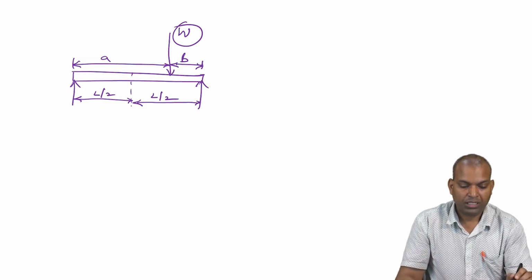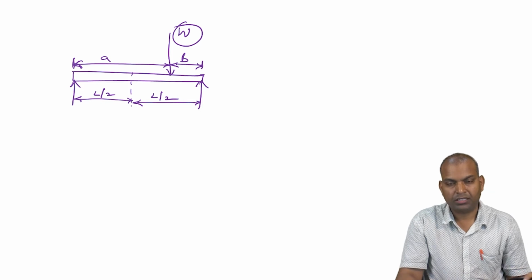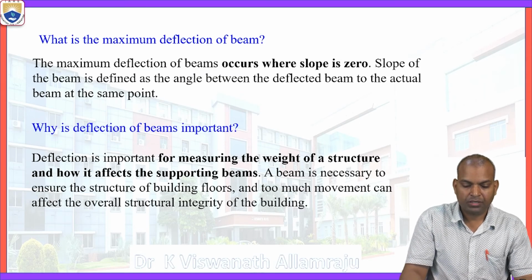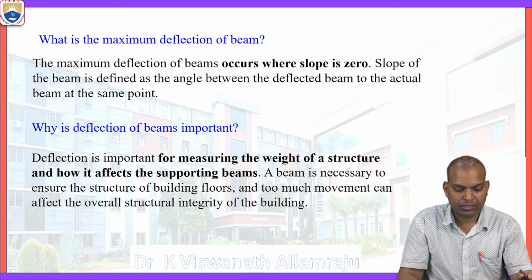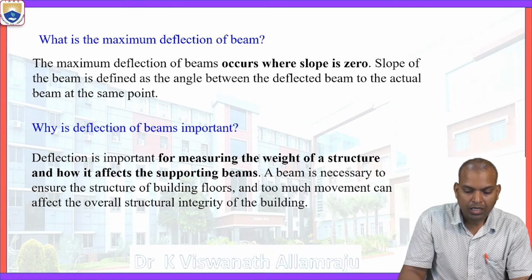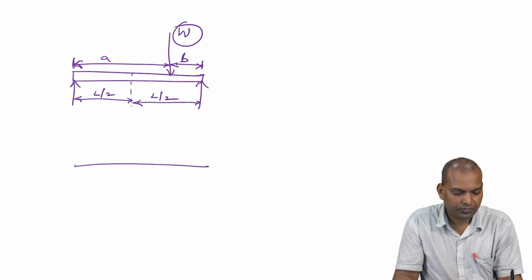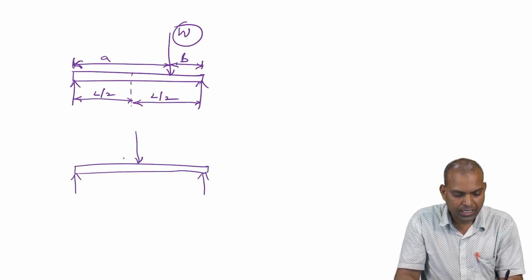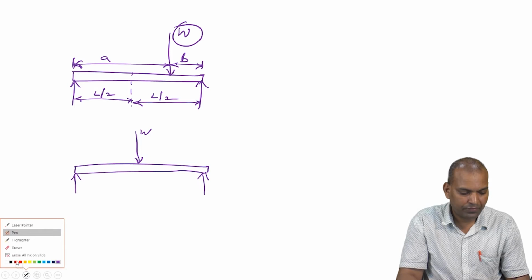Now, these are the types of loads. We have studied types of beams, types of reactions, and types of supports. What is the maximum deflection of a beam? What is deflection first? Why is deflection so important? Deflection means, when the load acts, consider a simply supported beam. When the point load is acting, after the point load acts, the beam will be deflected.